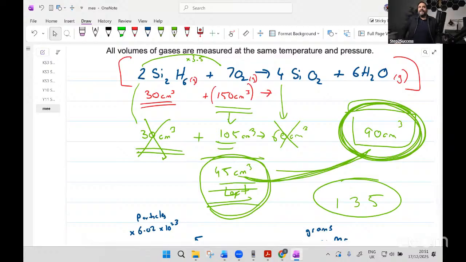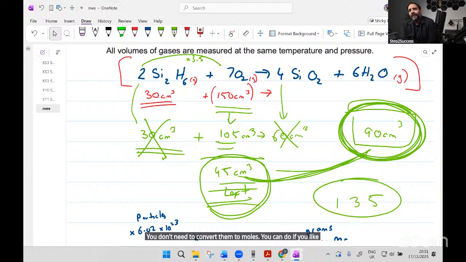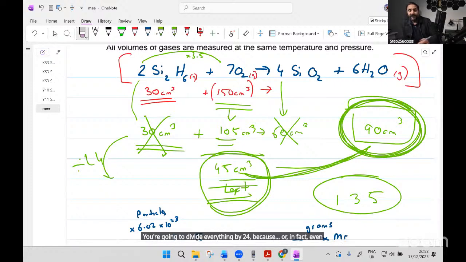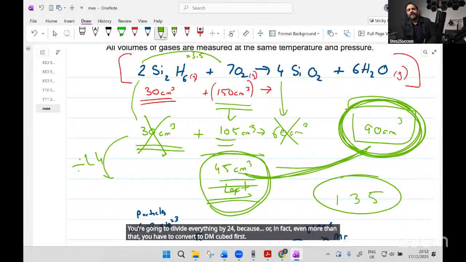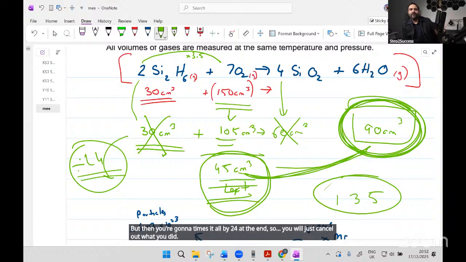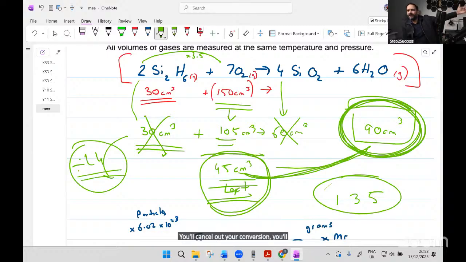You don't need to convert them to moles. You can if you like, but it won't make a difference, because if you convert them to moles, you have to convert to dm cubed first and divide by 24. It'll be quite complicated. You'll divide by 24, but then you're going to times it all by 24 at the end. So you will just cancel out what you did. You'll cancel out your conversion. You'll divide by 24 and then times by 24 at the end.